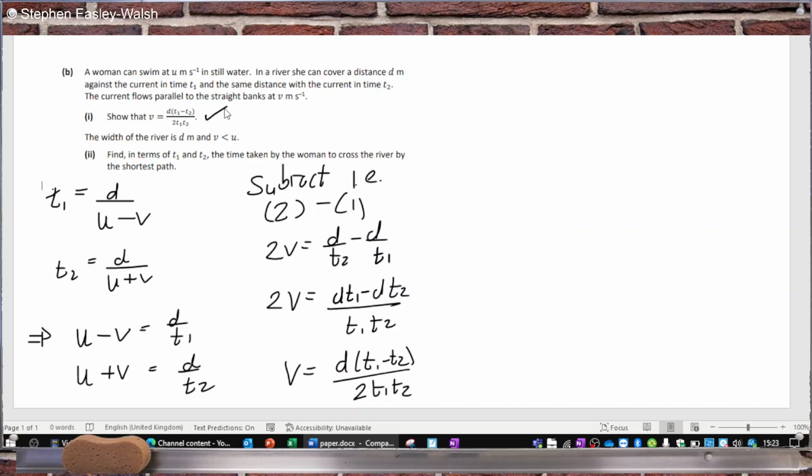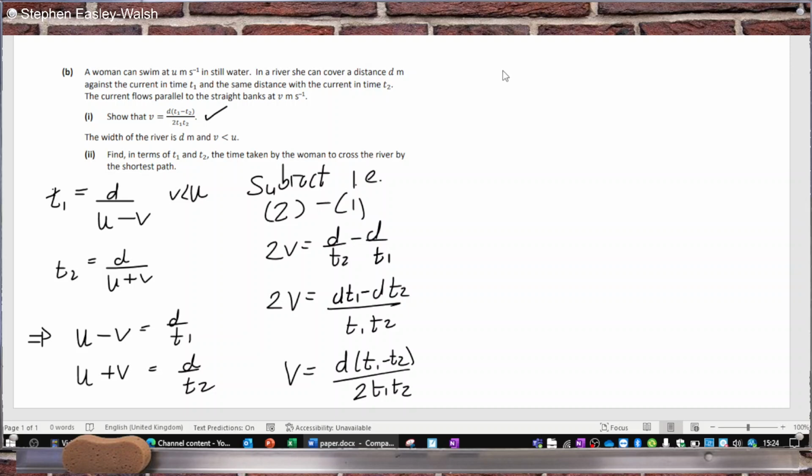The width of the river is d. Interesting. And v is less than u. V has to be less than u. We kind of knew that at the start. So that's not really too interesting. Find in terms of t1 and t2 the time taken by the woman to cross the river by the shortest path.